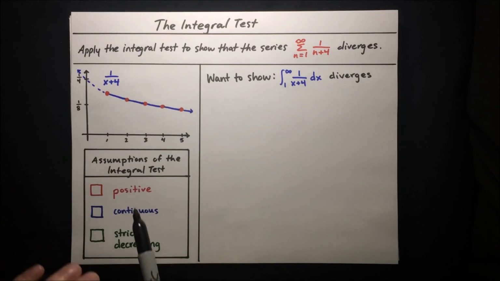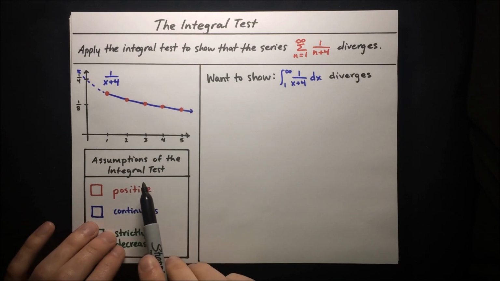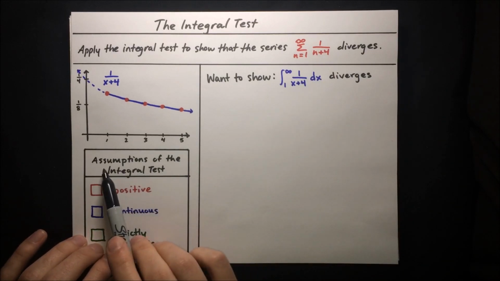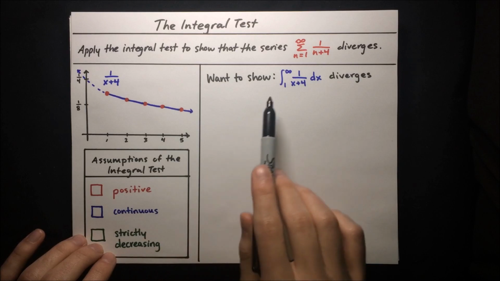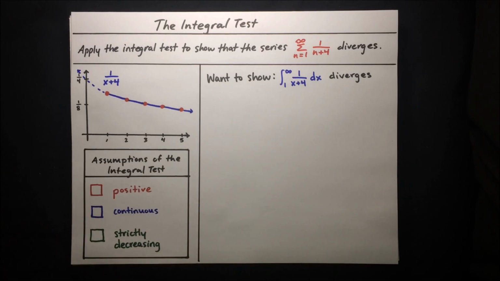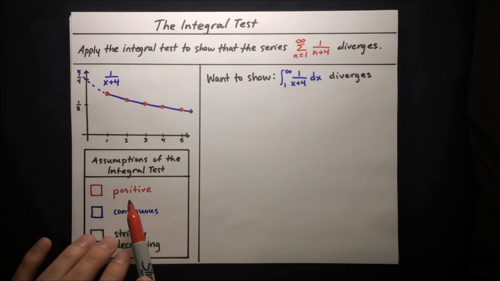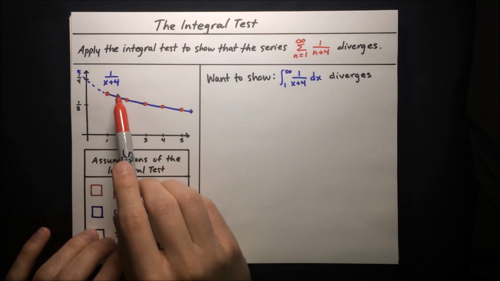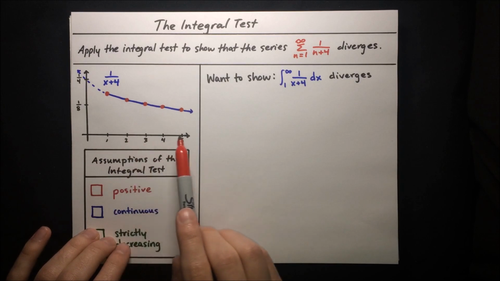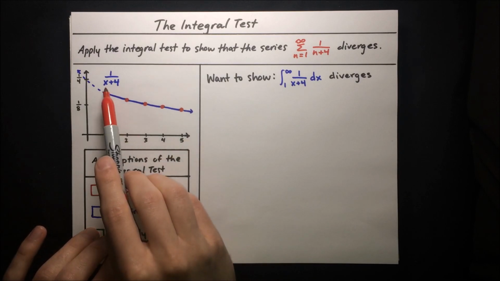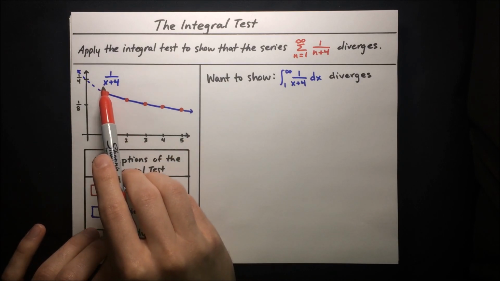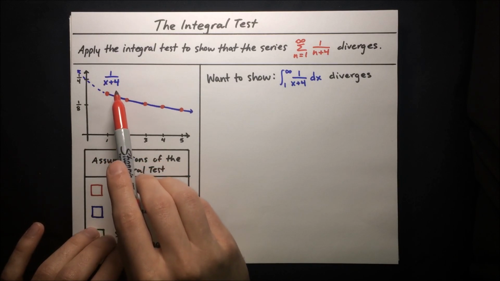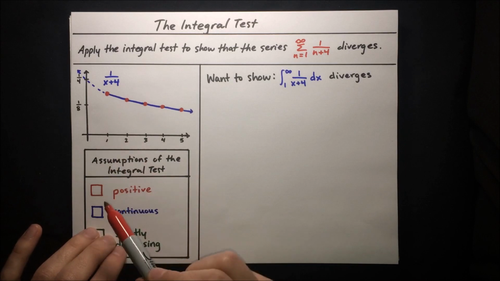If it doesn't satisfy these assumptions, then the integral test is really of no use to us because it doesn't apply to the series. So let's make sure that it satisfies the assumptions before we go through all the work of computing the integral. First of all, is this function positive? Well, we're doing 1 divided by the quantity x plus 4, and x is on the domain from 1 to infinity. So x is a positive number, and a positive number plus 4 is a positive number, and then 1 divided by a positive number is a positive number. So yeah, the function is always positive.